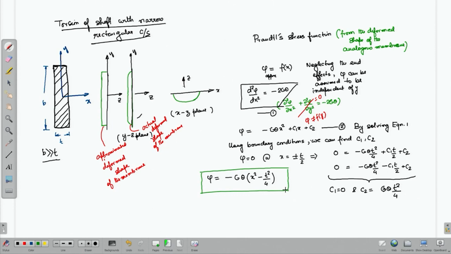Now, we will try to find out how the shear stresses can be obtained from this stress function and how the torsional rigidity of this membrane can be found out from the stress function that we have derived. We will carry that on in the next lecture on this topic.